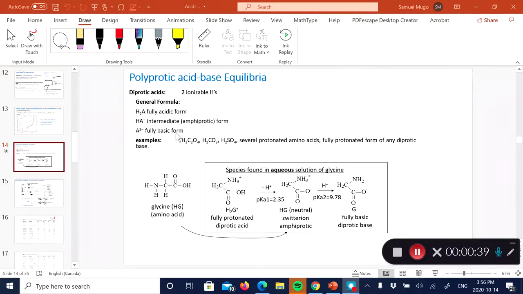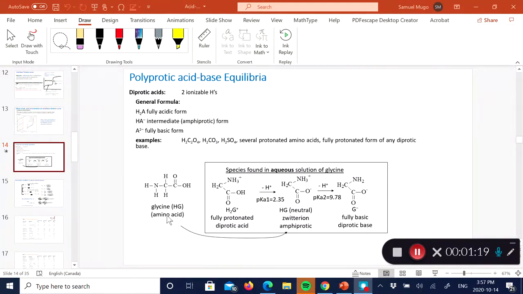Now, there are many examples of polyprotic acids and bases in the environment and in nature. For example, you're going to find most of the amino acids, the 23 amino acids that make up different types of peptides and proteins, all have an amino group, which can be protonated, meaning it is an acid. But they also have the carboxylic acid group, okay? And so in that case, it is at least a diprotic acid.